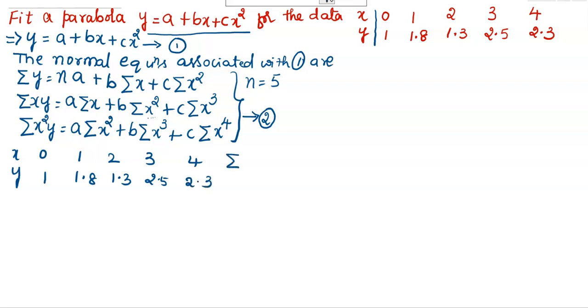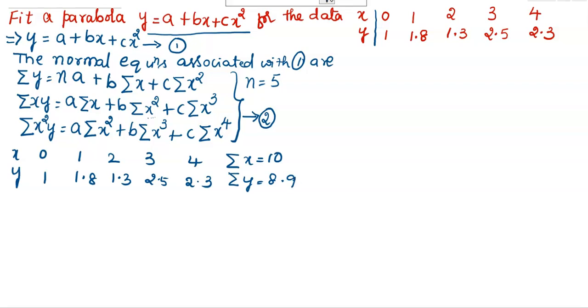You have to find the summation x. See, in this equation we have summation x, no? So we add 0 plus 1 plus 2 plus 3 plus 4. What is the resultant? 10. Same thing, we needed summation y, so you add all the y values. The summation of y is 8.9.